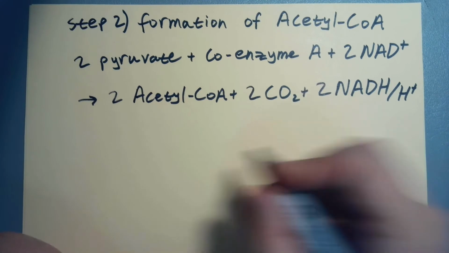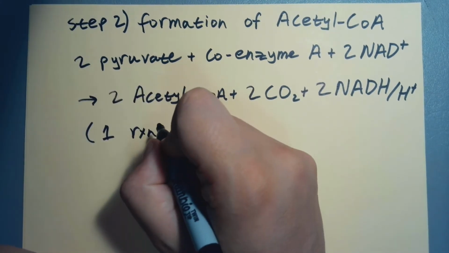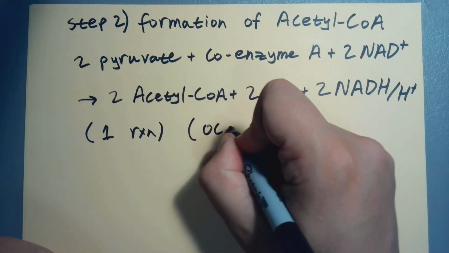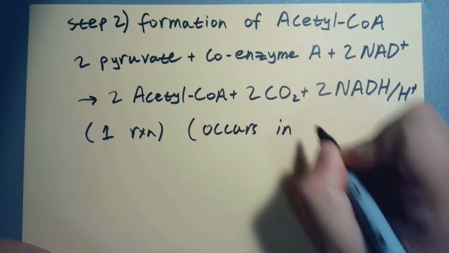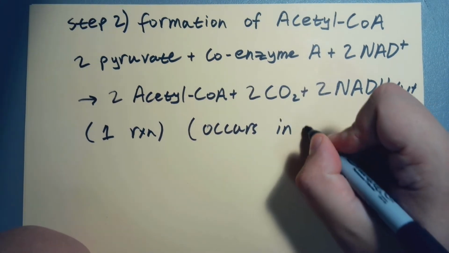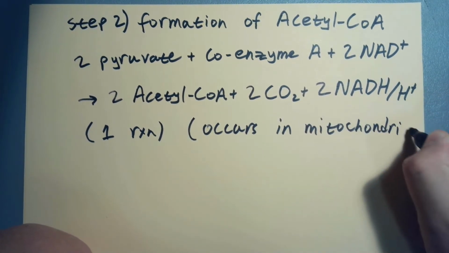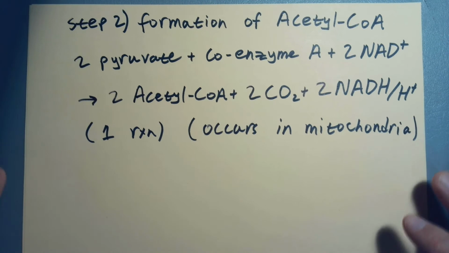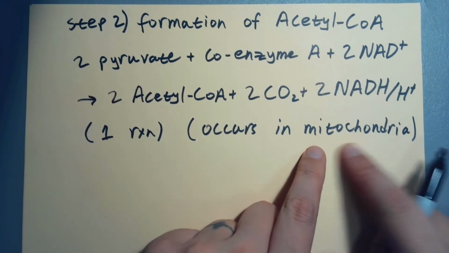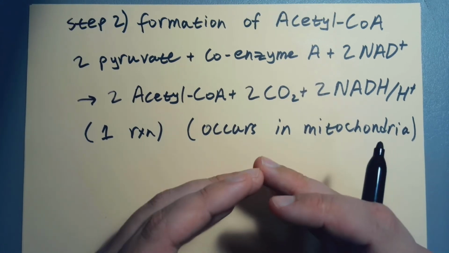All right, now here's the cool thing. This is one reaction. So that's not so bad. And it is going to occur in the mitochondria. So only the first step occurs in the cytoplasm. Everything after that, mitochondria. So now we are in the powerhouse of the cell. This thing is built to do this. It is built to make ATP.